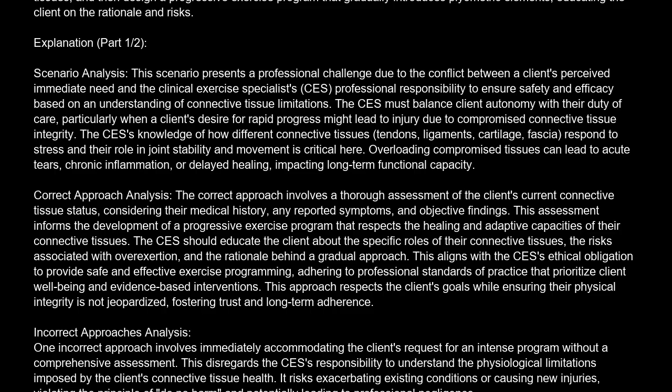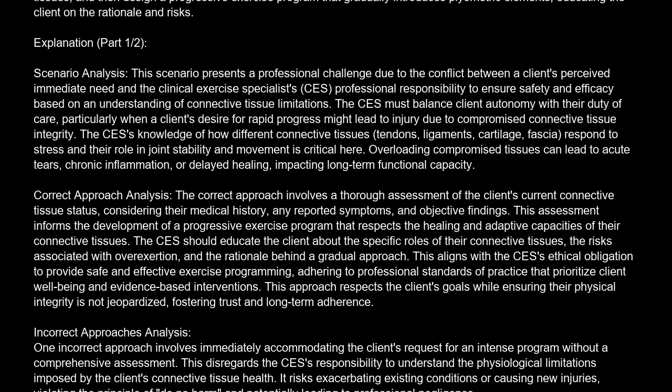The CES's knowledge of how different connective tissues (tendons, ligaments, cartilage, fascia) respond to stress, and their role in joint stability and movement, is critical here. Overloading compromised tissues can lead to acute tears, chronic inflammation, or delayed healing, impacting long-term functional capacity.